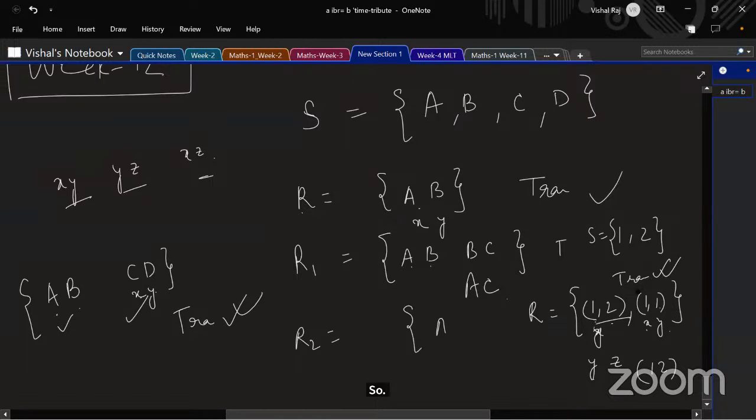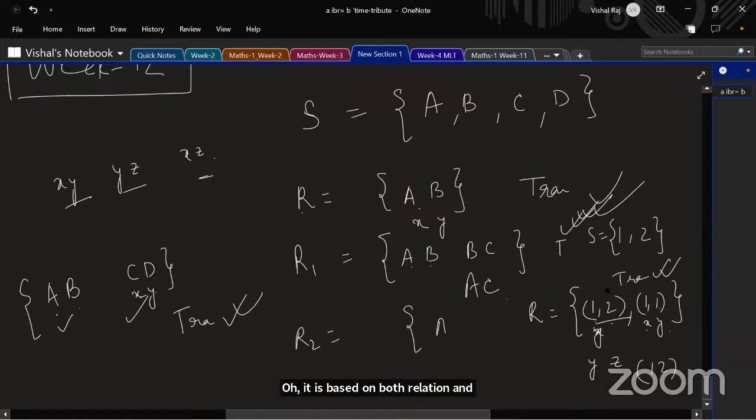Did you get the idea? How do you check? Yes, yes, sir. Whoever has asked the question, is this clear to you? Yes, sir. Got it. It means it is also dependent on the relation, not the set, or it is based on both relation and set.